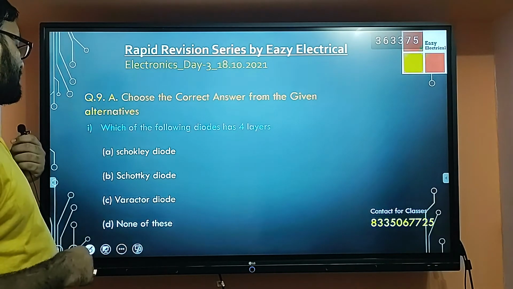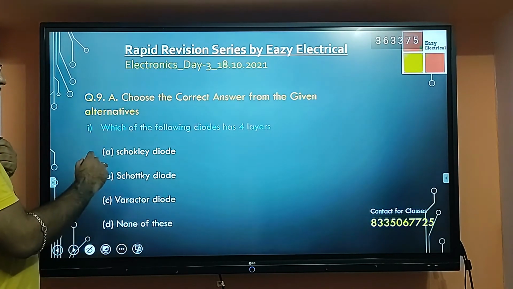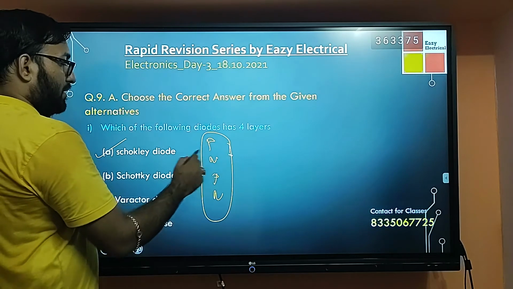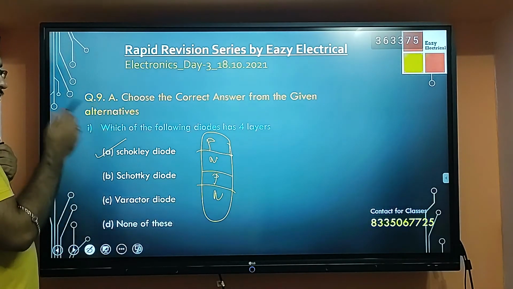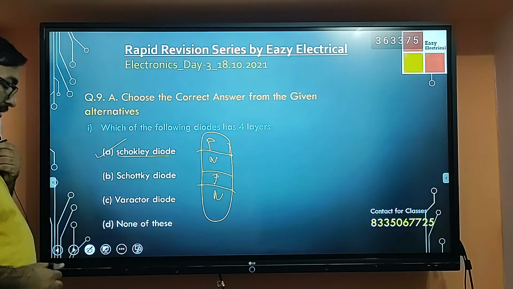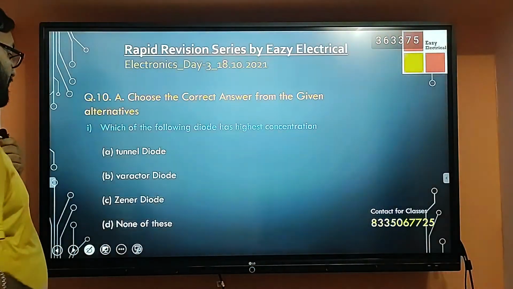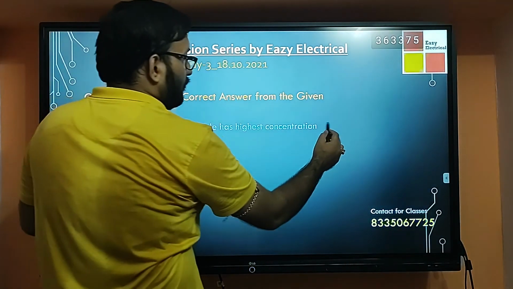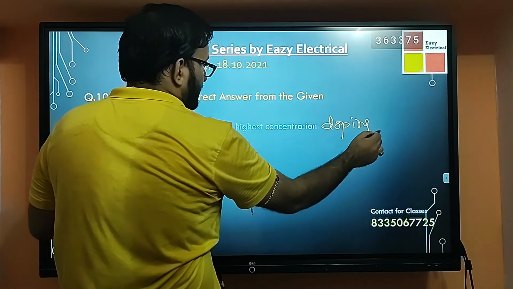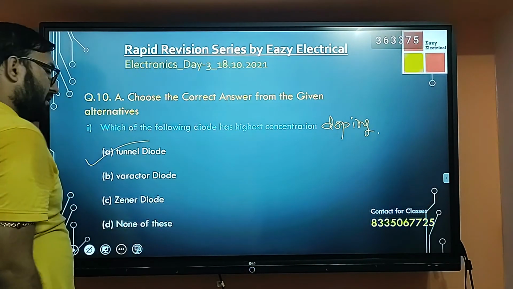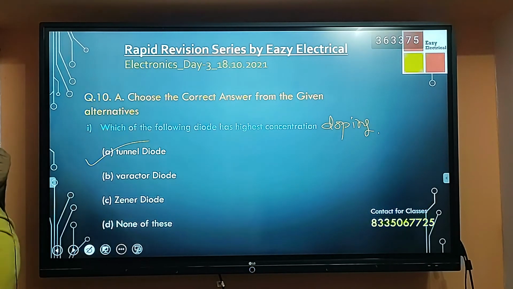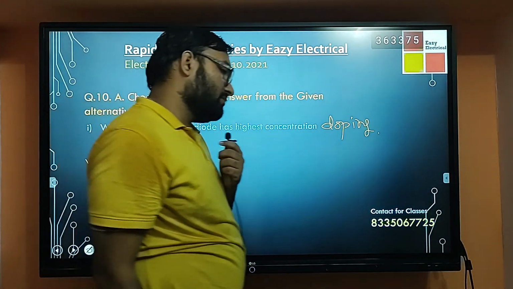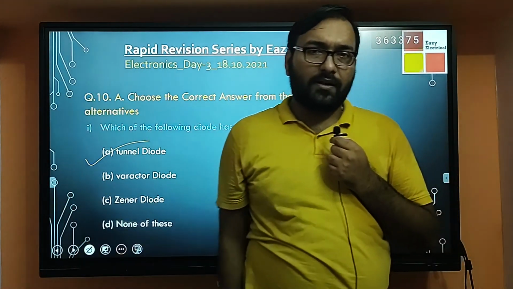Now coming to today's next question, which of the following diodes has 4 layers? Basically the Shockley diode has 4 layers, that is a PNPN diode. We can see here the 4-layer PNPN diode is basically your Shockley diode. Coming to the last question for today, which of the following diodes has the highest doping concentration? The highest doping concentration is basically in your tunnel diode. In a tunnel diode, the doping concentration is more, and because of that we can observe the characteristic I explained earlier.